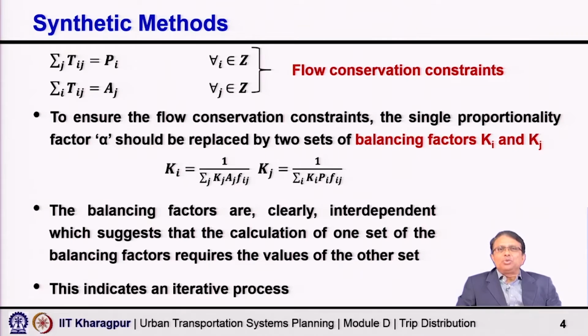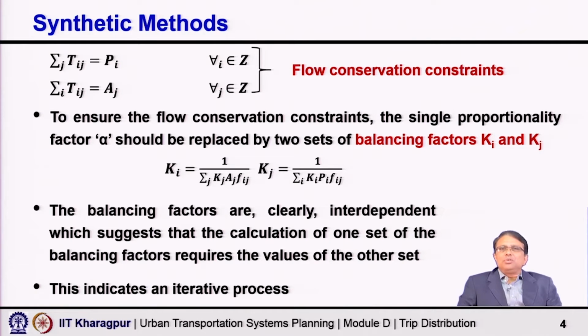Similarly, Kj equal to 1 by sum over Ki, Pi, Fij, sum over i. You can clearly see this is something very interesting. The Ki value depends on Kj values, and the Kj value depends on Ki values. So, what does it indicate? It indicates that you need to go for an iterative process to get stable values of Ki and Kj.